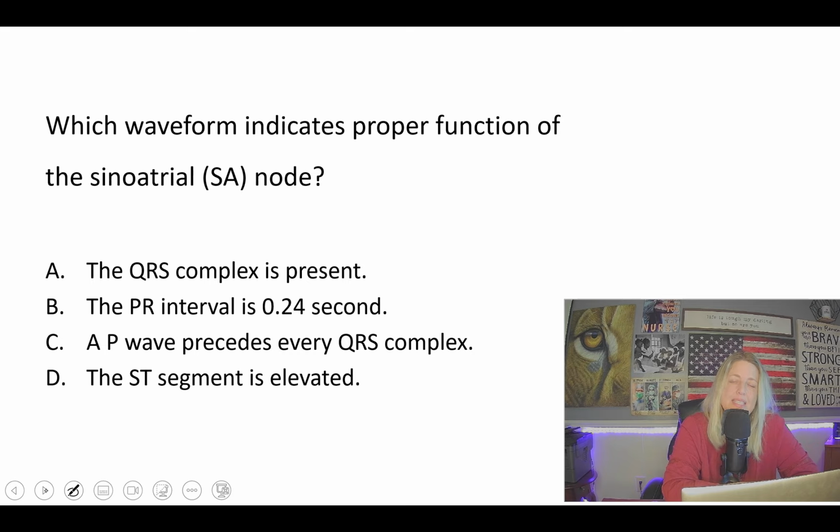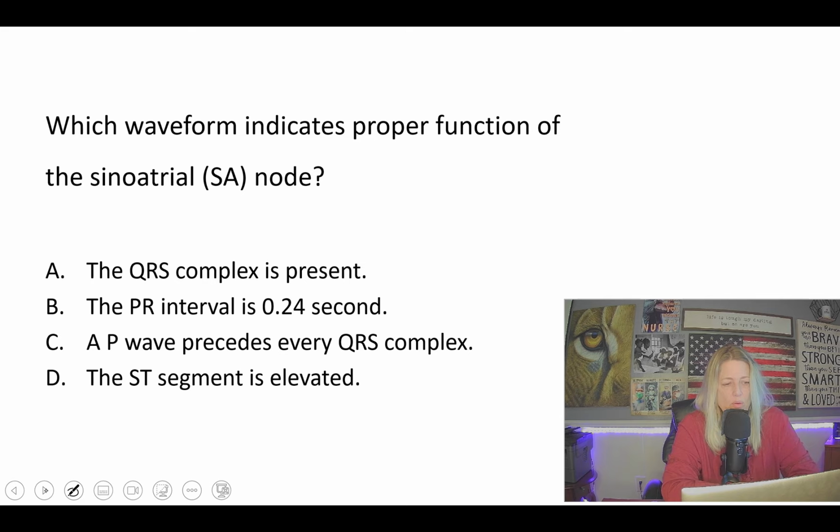The PR interval is 0.24. That doesn't tell us anything about the SA node. And I know you probably are like, I need to know PR interval. And Sharon, you didn't teach it to us. Okay, you're right, I didn't teach it to you. I don't think it's particularly necessary to know for the NCLEX. Is it necessary to know for clinical? Absolutely. I hope you know PR interval, but I don't think it's necessary to necessarily know for the NCLEX.